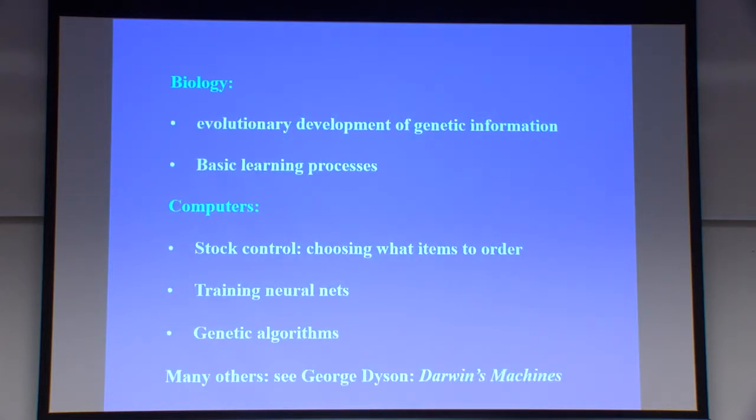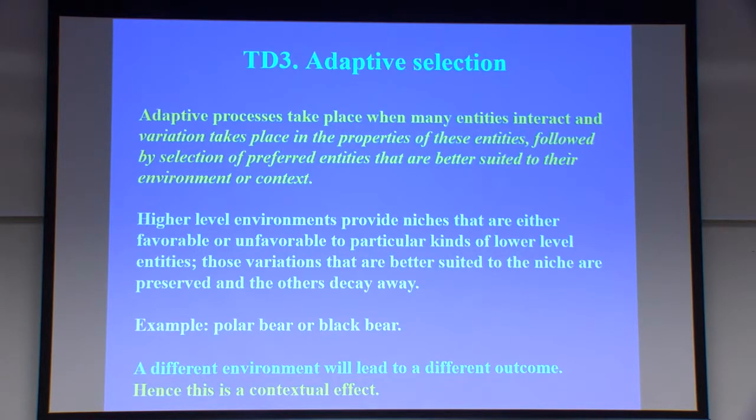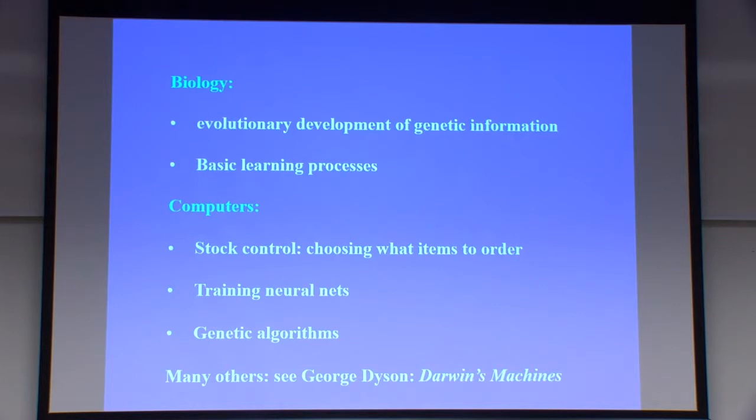Now in biology, the evolution, the redevelopment of genetic information is one example. The basic learning process is another example. When we learn something, we go through an adaptive selection process. We make theories of various kinds. We try the theories and then we reject the ones that don't work. We keep the ones that do work. So that's a process of adaptive selection. In computer stock control, choosing what items to order, you have to learn, training neural nets, genetic algorithms.